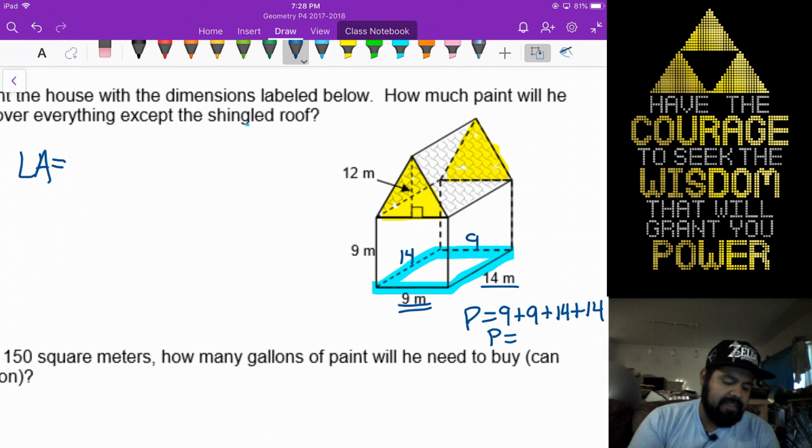The lateral area of the prism, the bottom part. Do we include the plane parallel to the ground? No, you do not. You are not painting either of those.